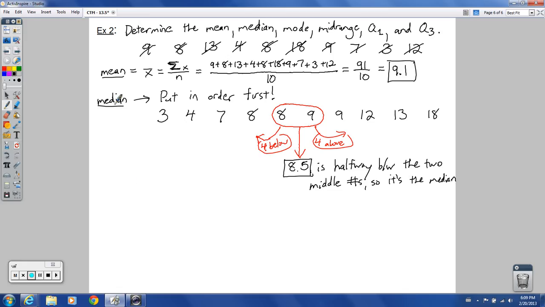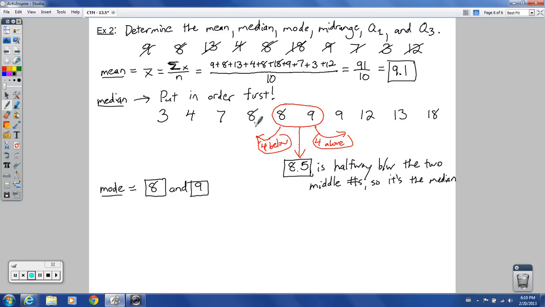So we got mean, got median. What's the mode next? The mode, in this case, there's 2 8s and there's 2 9s. And if there were 3 of one of those, that would be the mode, but there's 2 of each, and then there's just 1 of the rest of them. So what is the mode? The mode is both 8 and 9. At least that's what we're saying for the purposes of this class.